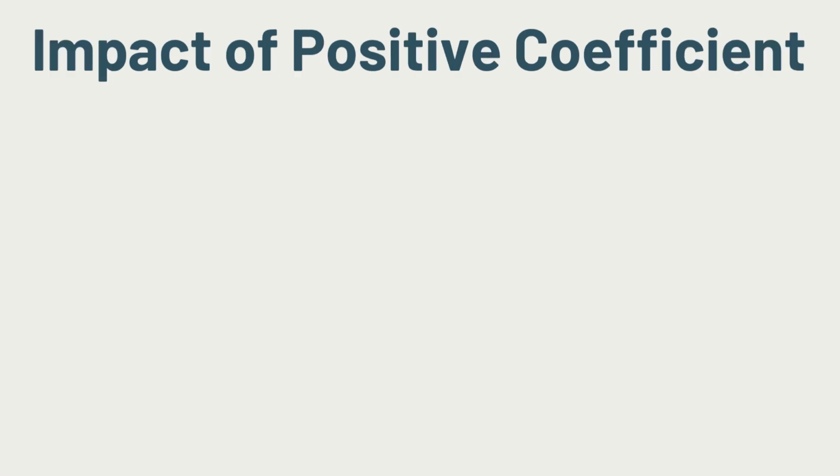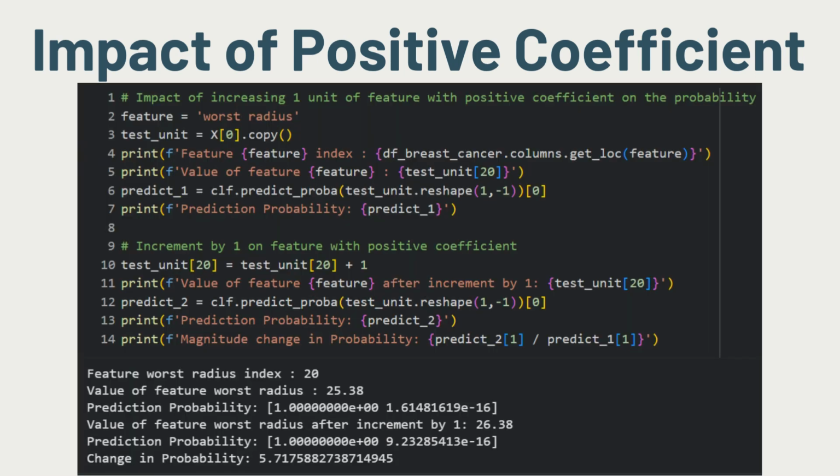What if we want to know what is the impact of a 1-unit change in the feature value? Let's find out. We will first assess the impact of it on a feature with a positive coefficient. Previously, we have found out the top positive important feature is the worst radius. Let's use that. We will copy a record instance and print the current worst radius value of it. Then we will print the current predicted probability for comparison. Next, we will increment the feature value by 1 and print the new predicted probability. We can see that immediately, the predicted probability increased quite a fair bit.